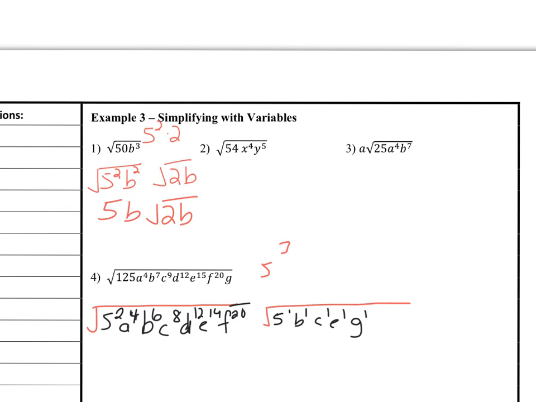All right, so it's going to give me 5, and then a squared, b to the 3rd, c to the 4th, d to the 6th, e to the 7th, and f to the 10th, and then all multiplied by the square root of 5b, c, e, g. Notice I didn't write the power of 1. You really don't need to.